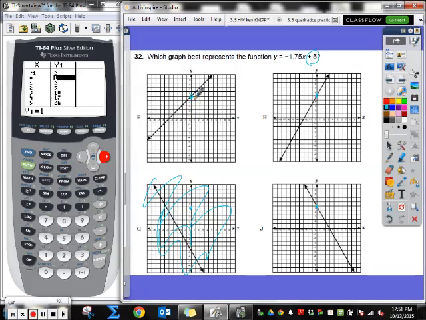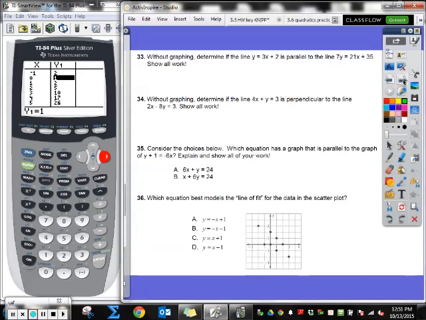And this one works. Second thing I want to do is check my slopes. My slope is negative, so I know it should be going in this direction. Well, that's a positive slope, so that one doesn't work. And then this is a positive slope, so that one does not work either. So the answer has to be J by process of elimination. If you needed to actually count your slope, you could put this negative 1.75 in your calculator and hit math, enter, to get the actual slope if you needed to count it.